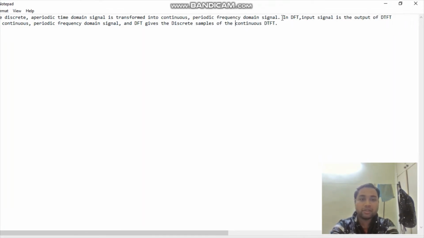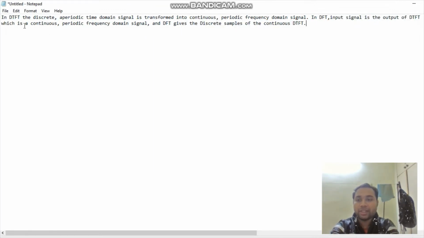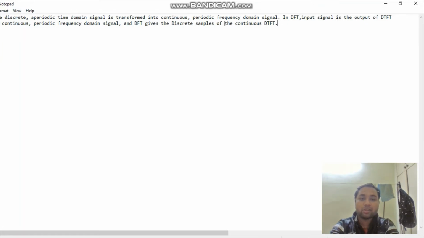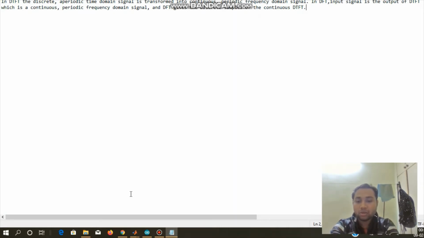So in simple words we can say in DFT, the input signal is the output of the DTFT, which is a continuous periodic frequency domain signal, and DFT gives discrete samples of the continuous DTFT signal we have got. So what's the basic formula? We are going to see that.